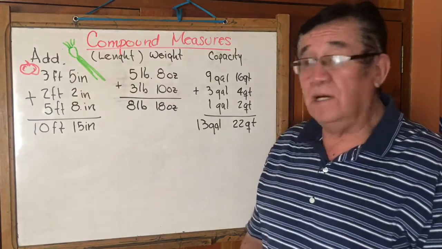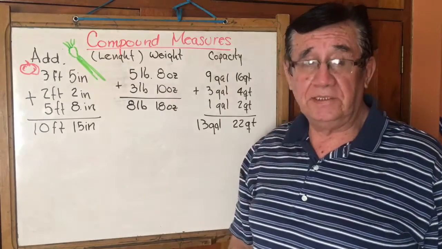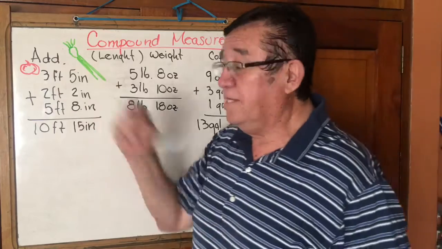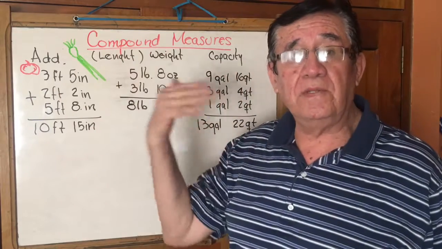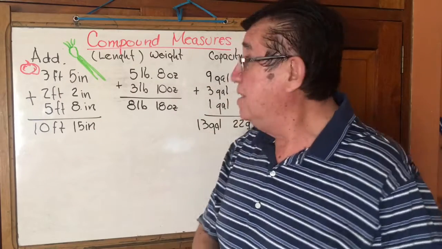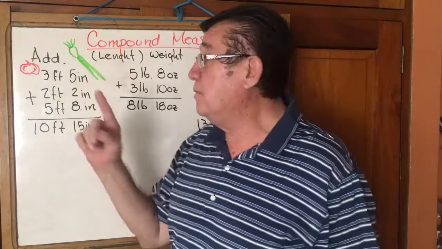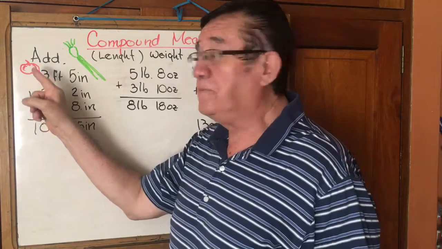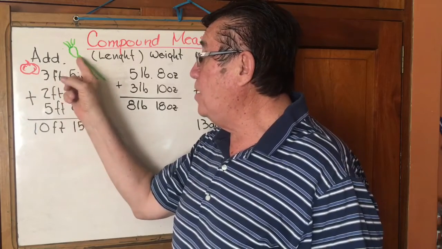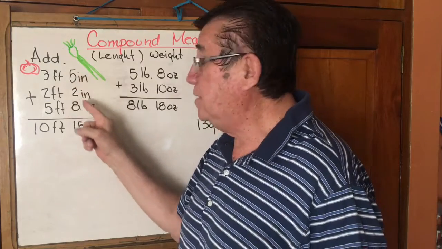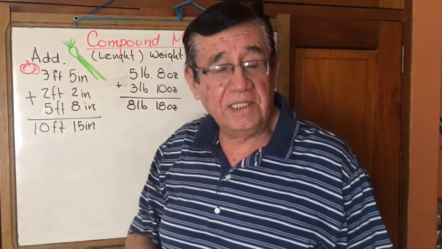Today's topic is about compound measurements. Compound measurements means that we can add, subtract, multiply or divide compound measures. Compound measures are measurements which are different, like tomatoes and onions. For instance, feet are different from inches. They are not the same, they're different.